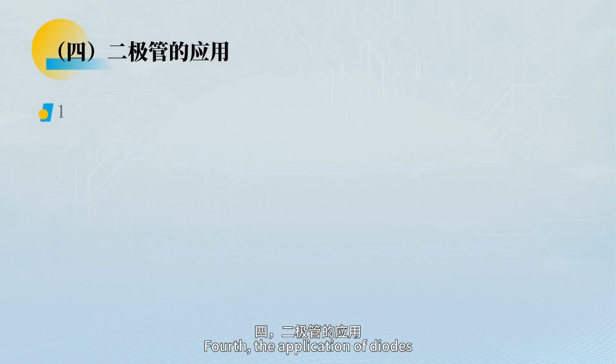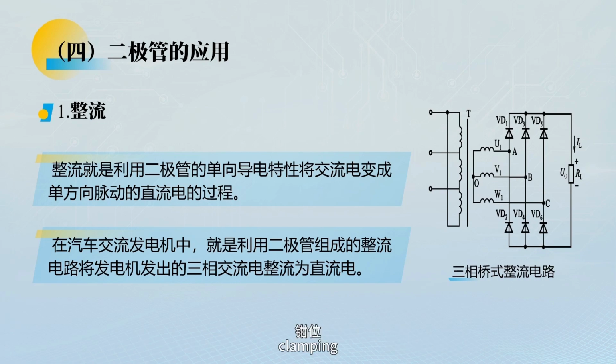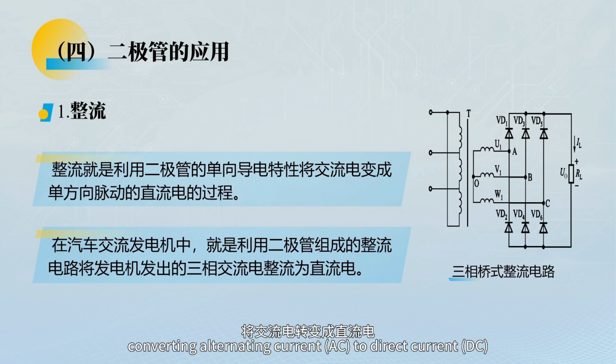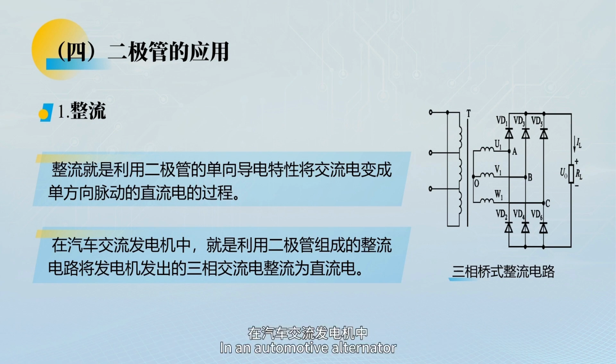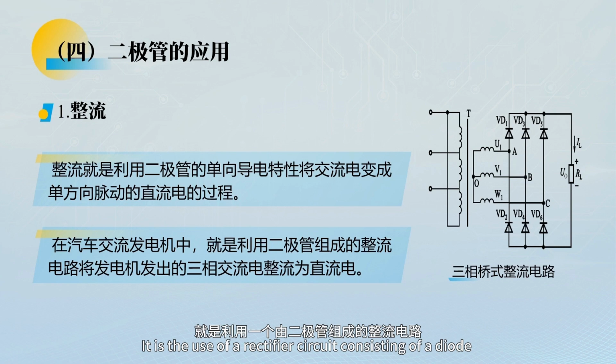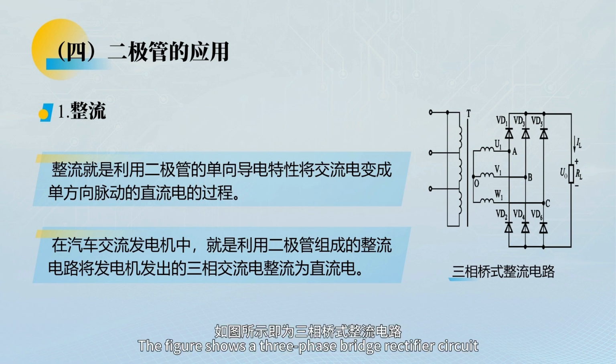Fourth, the application of diodes. The role of diodes in the circuit is mainly rectification, clamping, amplitude limiting, and freewheeling. Rectification is the process of converting alternating current, AC, to direct current, DC, using the unidirectional conductivity of a diode. In an automotive alternator, a rectifier circuit consisting of diodes is used to rectify the three-phase alternating current from the generator into direct current. The figure shows a three-phase bridge rectifier circuit.